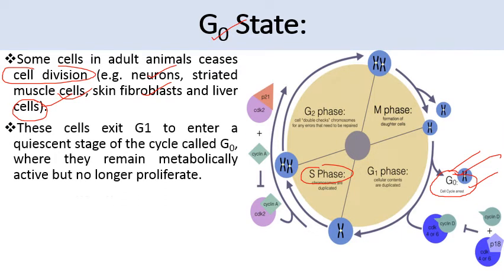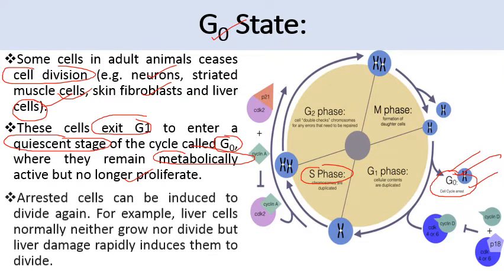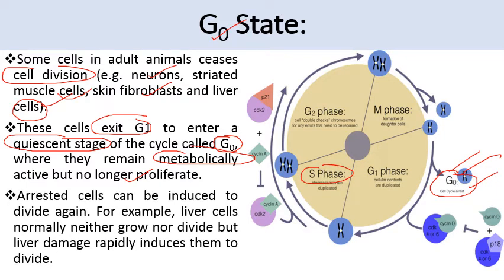These cells exit G1 phase or gap 1 phase to enter a quiescent stage or inactive stage of the cell cycle, which is known as G0 stage, where the cell remains metabolically active but no longer proliferates or divides. यहाँ पे जो सेल है metabolically active रहेगा but divide नहीं करेगा. These arrested cells can be induced to divide again under certain conditions. For example, liver cells normally neither grow nor divide, but liver damage rapidly induces them to divide. Under these conditions, these liver cells can divide.